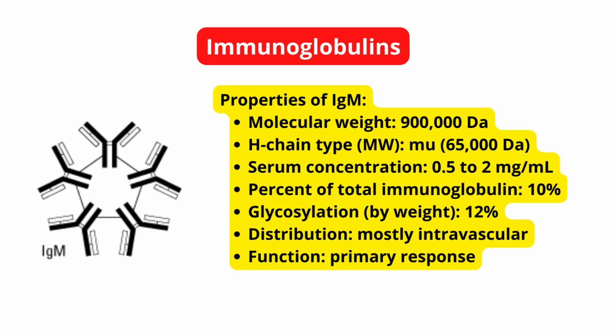Properties of IgM. Molecular weight is 900,000 Dalton. H-chain type is mu and has molecular weight 65,000 Dalton. Serum concentration is 0.5 to 2 mg per milliliter. Percent of total immunoglobulin is around 10%. Glycosylation by weight is 12%. Distribution is mostly intravascular and its function is for primary response.